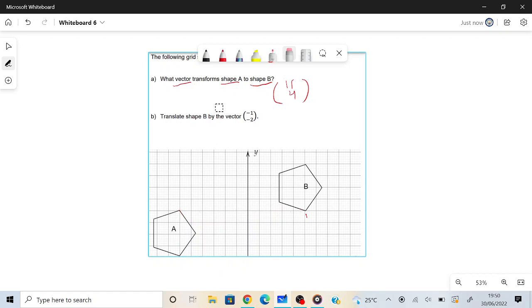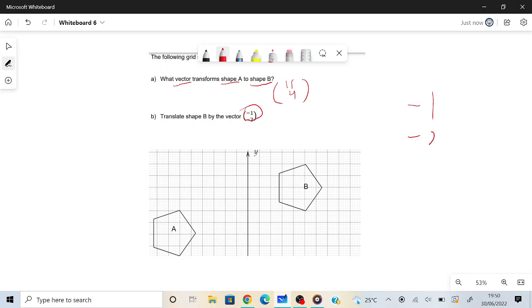So let's look at part B. Part B says translate shape B by the vector -1, -2. So that means when it says -1, -2, I know that we're going 1 unit to the left and 2 units down. So again, let's take 1 point. Let's start with this. We go 1 unit to the left, that's somewhere here, 2 units down. So 1 and 2. Somewhere there. Let's take this point here. We go 1 unit to the left, and then 2 units down. So 1, 2, somewhere there.